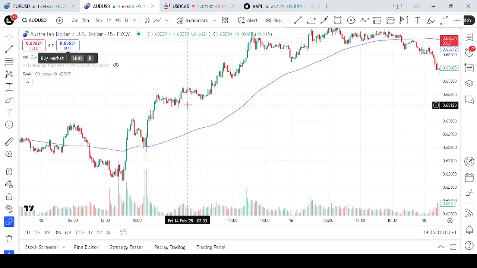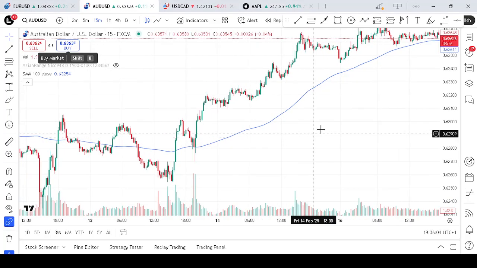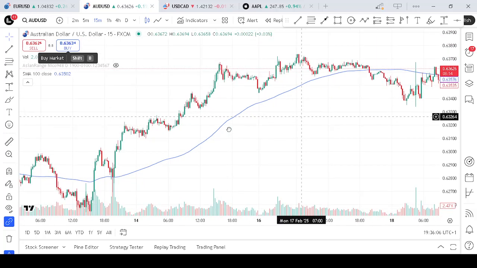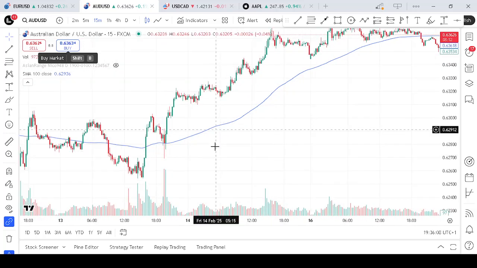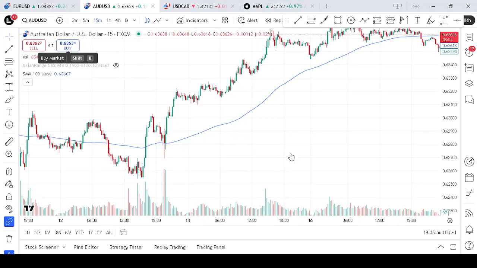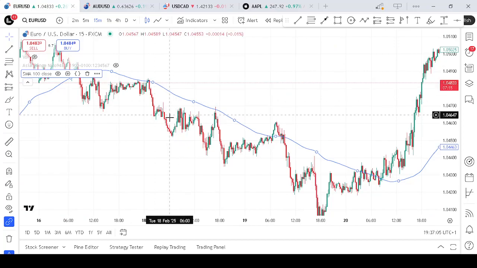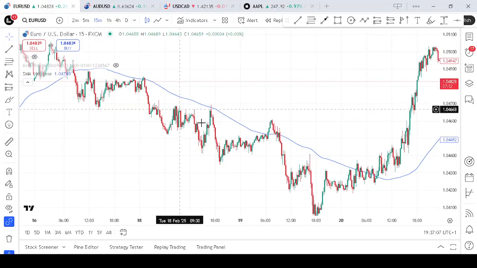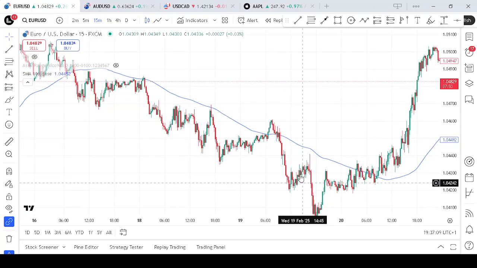Then in case of a bearish market, we look for the lower lows and the lower highs. You can also use the 100 period moving average as a guide. So if price is above the 100 period moving average, it is called an uptrend, and if price is below the 100 simple moving average, it is called a downtrend.